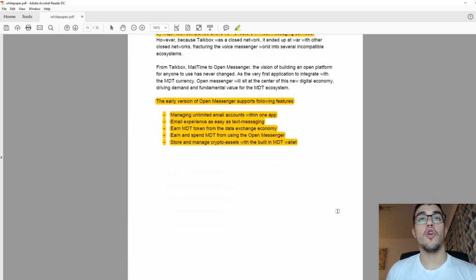The early version of Open Messenger that will come supports the following features: managing unlimited email accounts within one app, an email experience as easy as text messaging, like they did with Mailtime, earning MDT tokens from the data exchange economy, earning and spending MDT from using Open Messenger, and storing and managing crypto assets with the built-in MDT wallet.